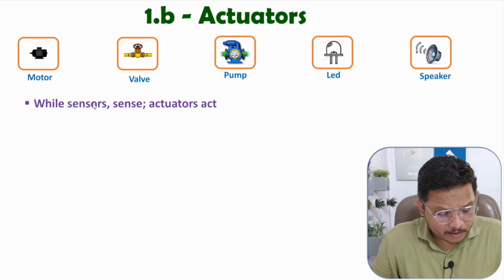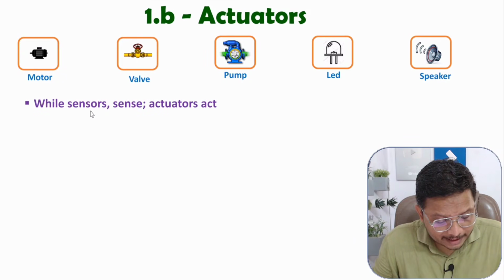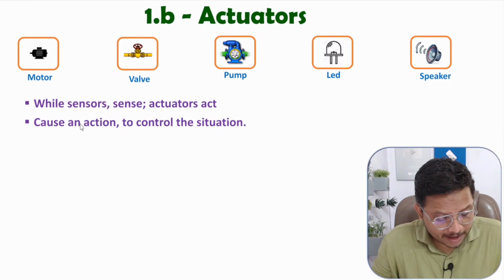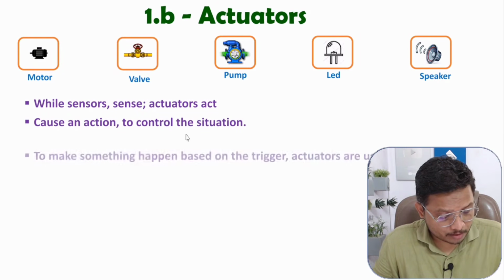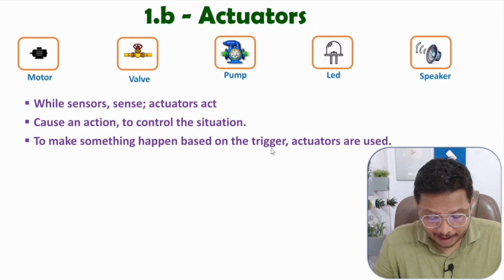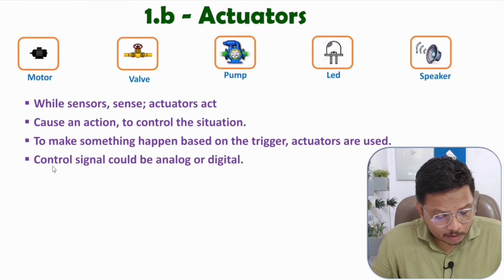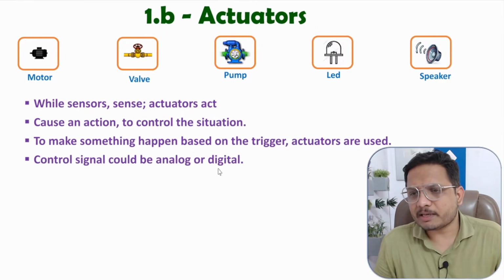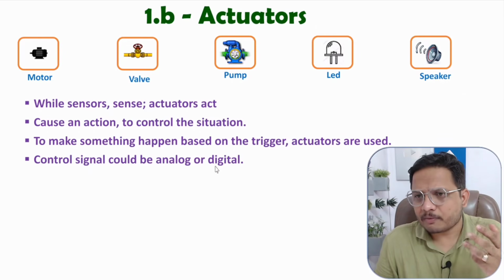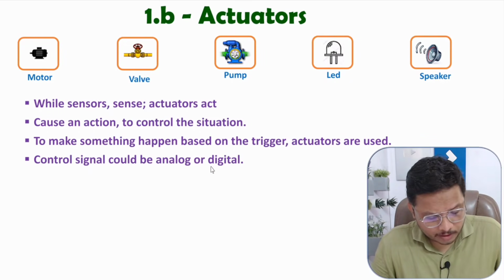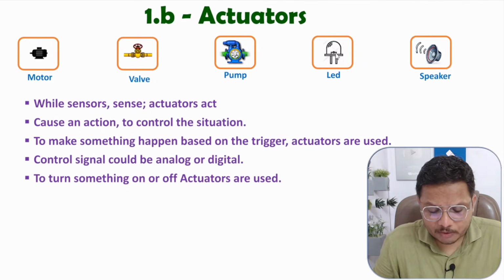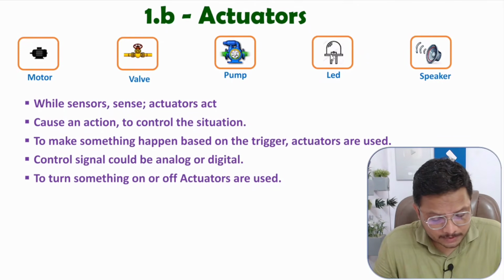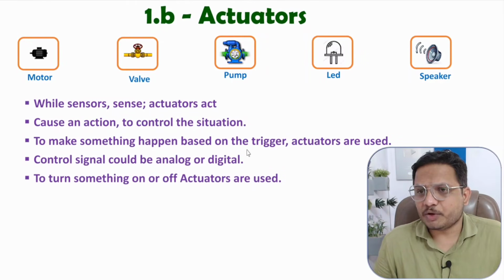Here, sensors are used to sense the physical entity and actuators are used to act on it. Here, for cause of action and to control the situations, we are using actuators, right? To make something happen based on the trigger, actuators are used. The control signal could be analog or digital. Based on analog and digital actuators, we are providing control signals, right? Here, to turn something on or off, we are using actuators. Like you can use an LED to turn something on or off, right? So that is how actuators are there.